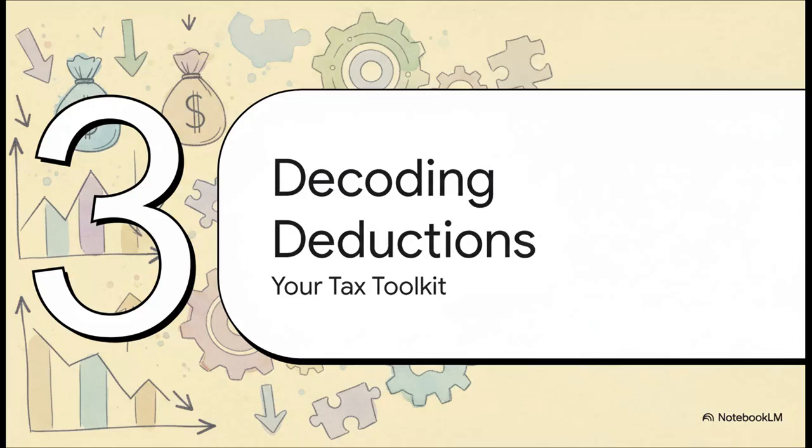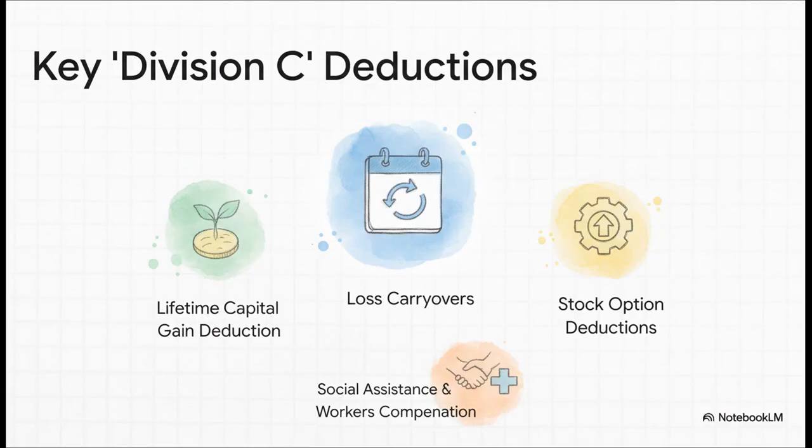So, let's open up that toolbox. Think of these Division C deductions as the different tools you can use to legally and strategically lower that final taxable number. Now, there are a few different tools in here, like deductions for things like stock options, or a big one, the lifetime capital gains deduction. But for this explainer, we're going to zero in on what is often the most powerful and strategic tool in the entire kit, loss carryovers.